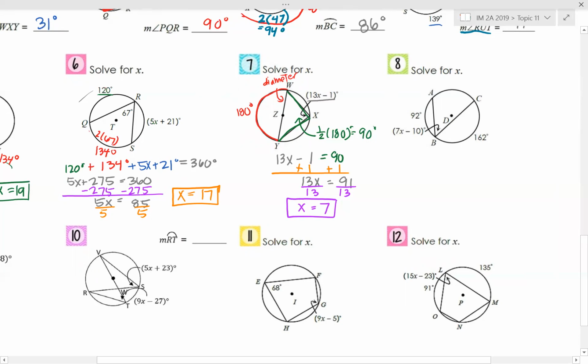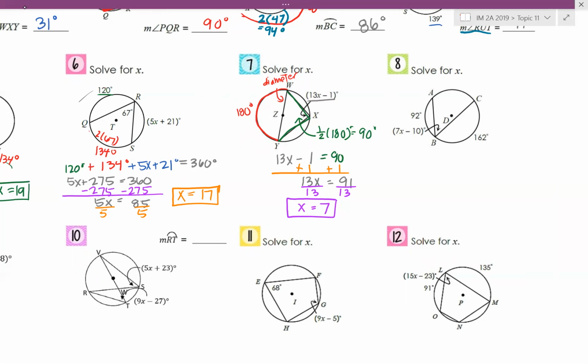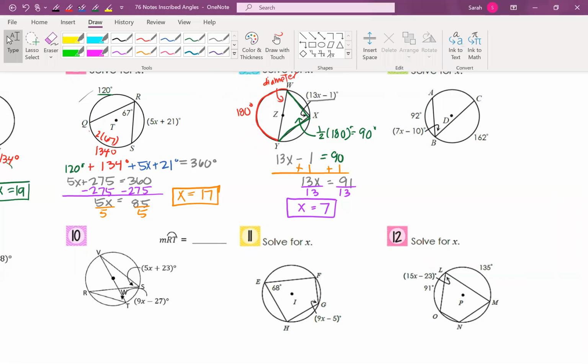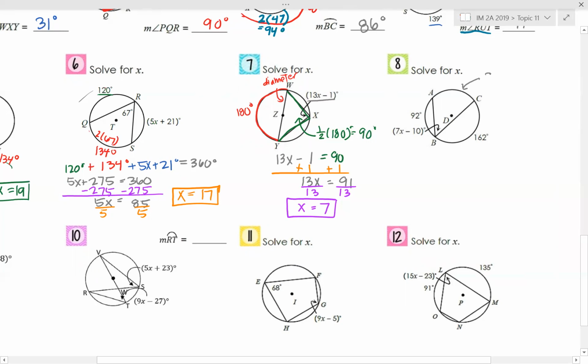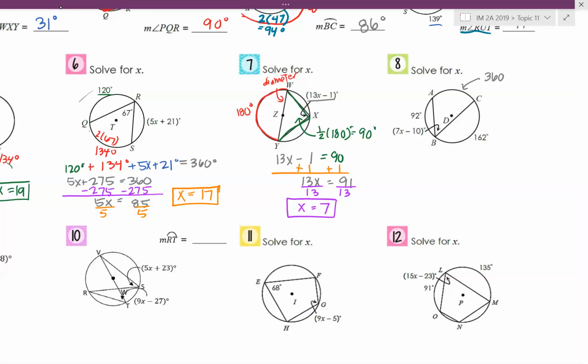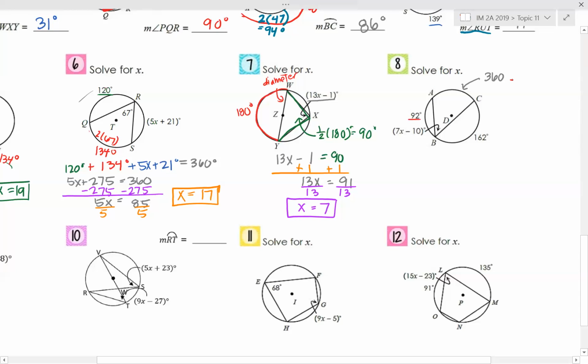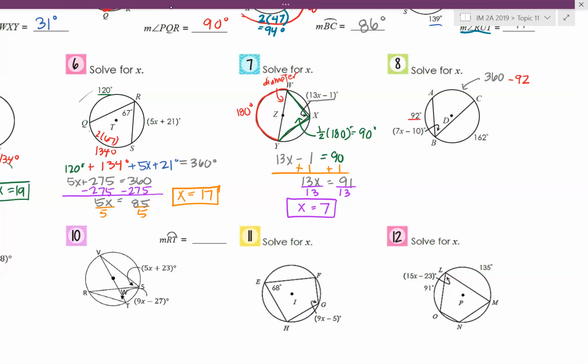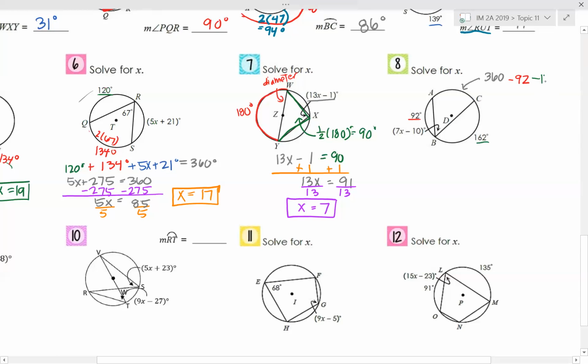Then for number 8, we want to find x inside an inscribed angle. And so like we did in 7, we need to know the measure of that arc. So what we have to do then is subtract the other measures of the arc. So we know the other 2 measures of the arcs from this circle. So we have to do 360 and subtract the other 2 arcs. So minus 92 minus 162. So that we can find that value. So since that gives us 106, I know that this arc is 106.